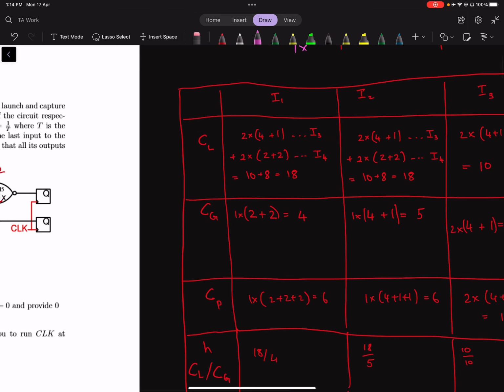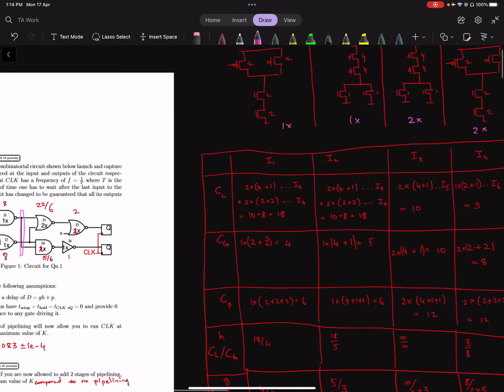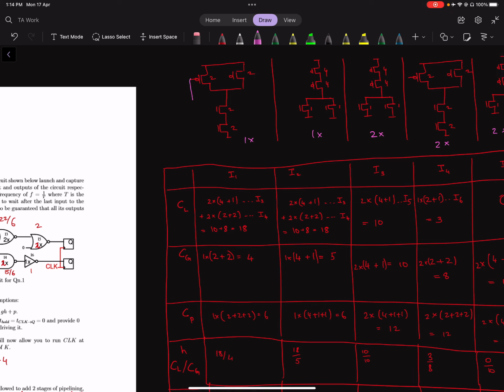So this is CL. We now need to find the CG, which is the gate capacitance of this gate I1. You can see from here, it will be 2 plus 2, which is equal to 4, and into 1 because it's a 1x gate. And CP is just the parasitic capacitance owed due to the drain diffusions of this gate on the output node. We find that it is 2 plus 2 plus 2, from this drain and this drain.